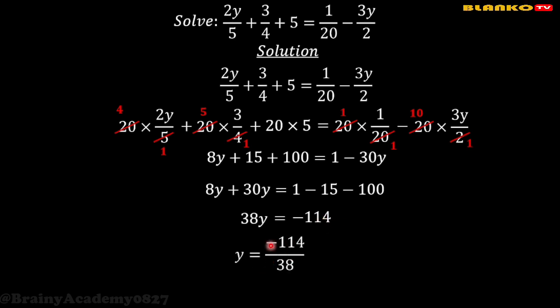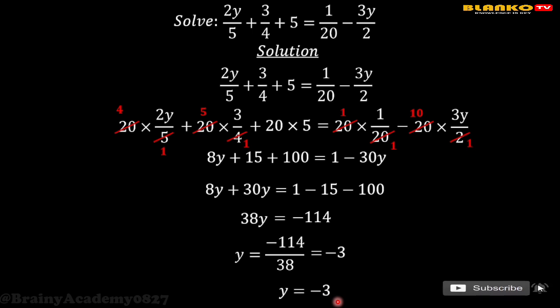So y is equal to what? Negative 114 over 38, which is going to be negative 3. So our final answer for y is going to be what? Negative 3. Y is equal to negative 3. I hope you are following the examples.